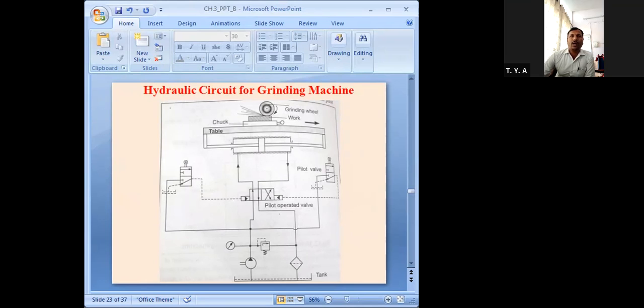Getting it? Now when you actuate the other position, the fluid will pass through P to B, and due to that the cylinder moves, this piston will move towards this direction, and simultaneously your table will move. Here we also have a flow control valve. Getting it? So this is the circuit diagram for a grinding machine.